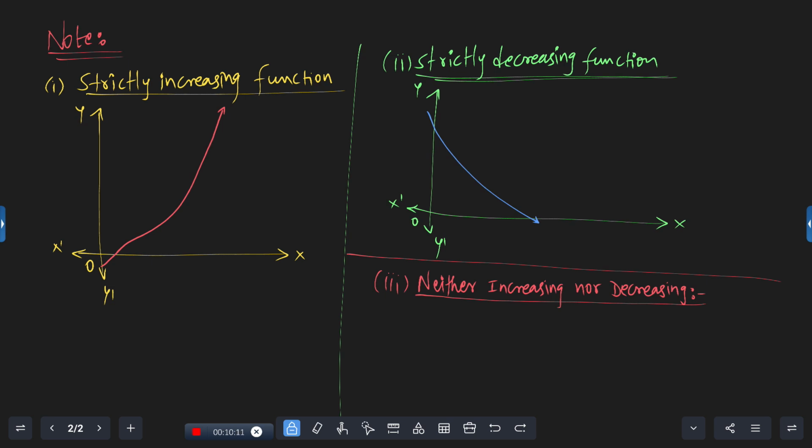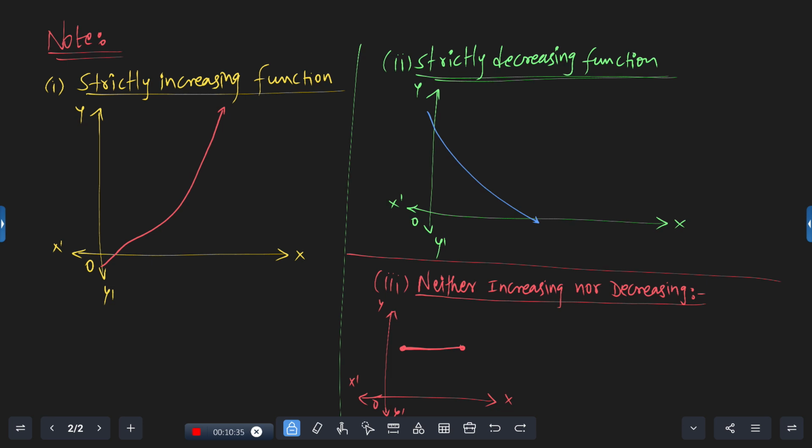Suppose I'm drawing this x dash, y dash, origin O. Suppose I'm drawing a flat line. This flat line is maintaining the same level, not increasing, not decreasing. This diagram also you can say is neither increasing nor decreasing.